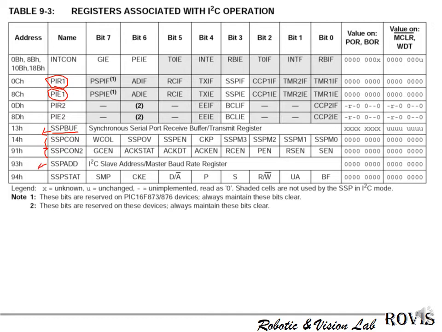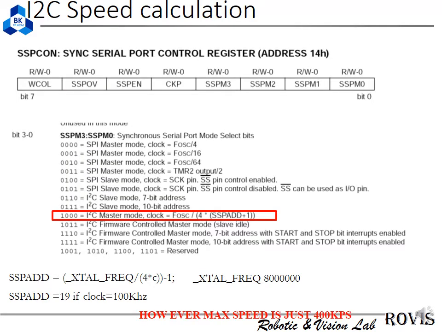And this one is the address we send from the master. Master or slave, we send the address. And this one is the status of the data. So the first one is the SSPCON1 register, and we concentrate on the first 4 bits, and this one is to control the mode for the I2C.